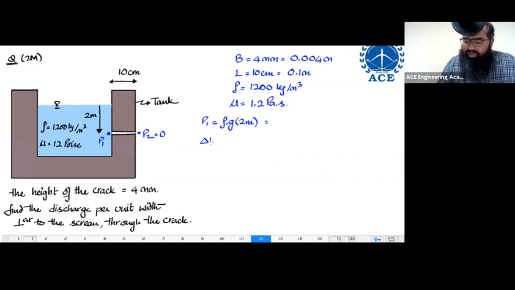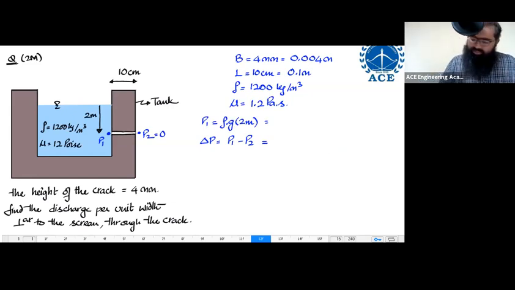And the value of delta P will be equal to how much? P1 minus P2. Drop in pressure in the flow is equal to P1 minus P2. You will find this particular value. Rho is equal to 1200, g is 9.81, times 2. Get me the value of P1 and delta P. Write both in your comment box. P1 and delta P, how much will it be?